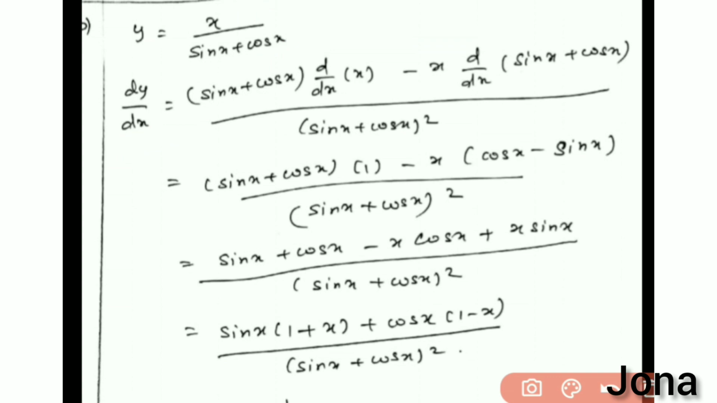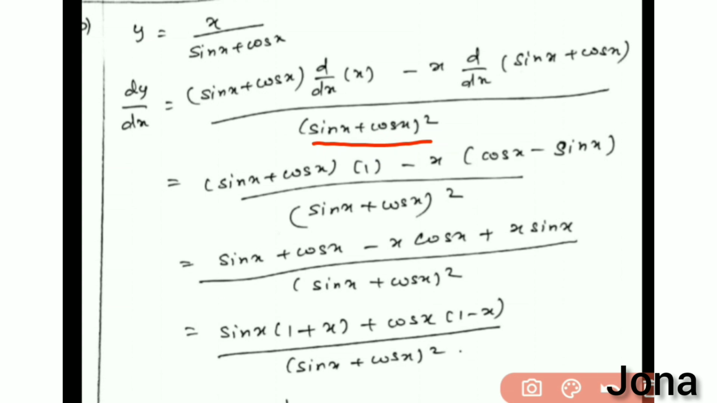So for this the formula is (v du minus u dv) divided by v square. This is the formula for the division: v du minus u dv divided by v square. Here we want to square the denominator, sin x plus cos x the whole square.